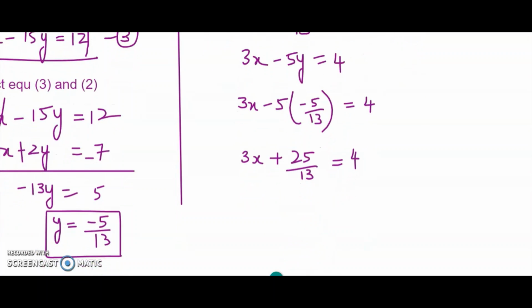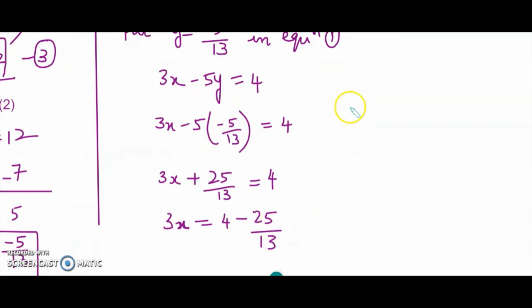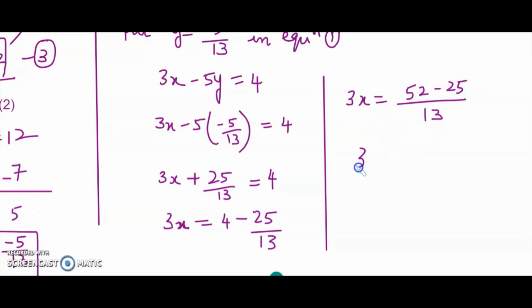Correct? Then let's shift it to the other side. So 3x is equals to 4 minus 25 over 13. So what's the LCM? 13. Let's do it on the right side. So 3x is equals to, the LCM is 13, 52 minus 25. So 3x is equals to 27 over 13.